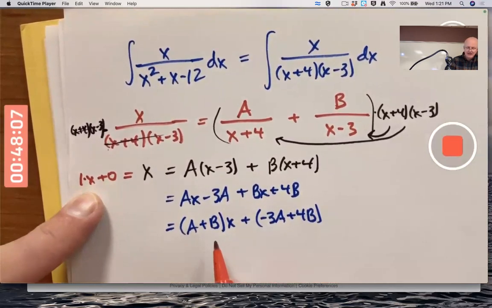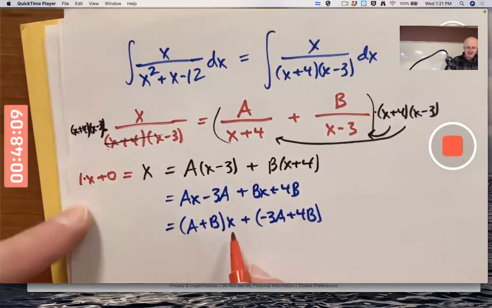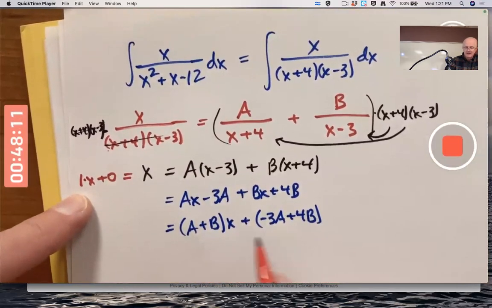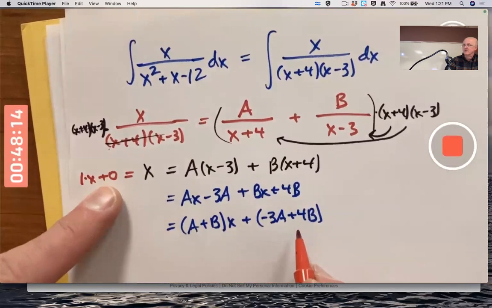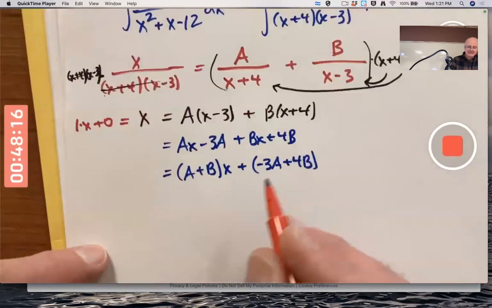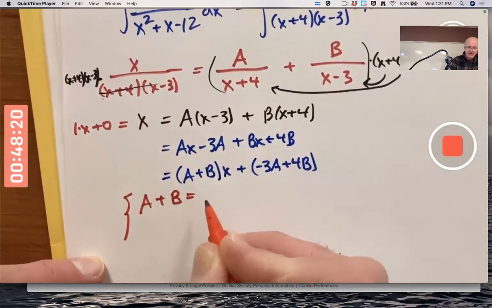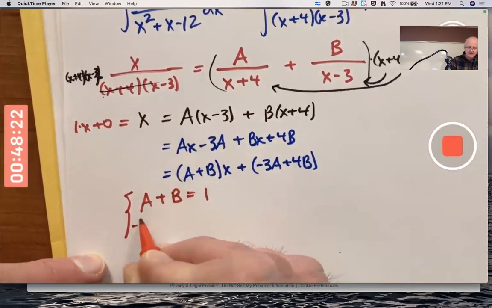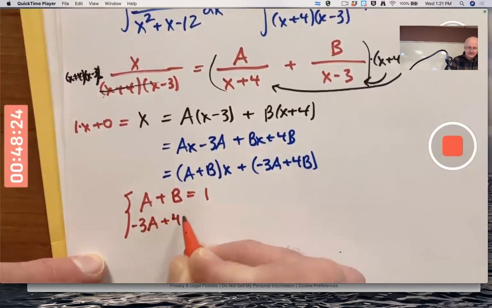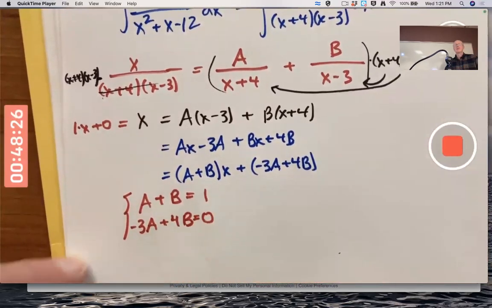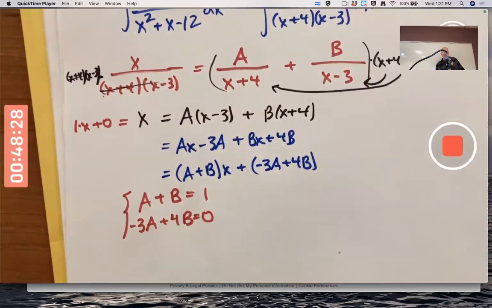The only way that's going to happen is if the coefficient of x here matches the coefficient of x there, which is 1. And if this constant term matches that constant term, which is 0. So this gives me a system of linear equations in a and b. A plus b must equal 1, and negative 3a plus 4b must equal 0. If you like working with matrices, you could write that as a matrix equation, or make what's called an augmented matrix and do row operations to solve for a and b.